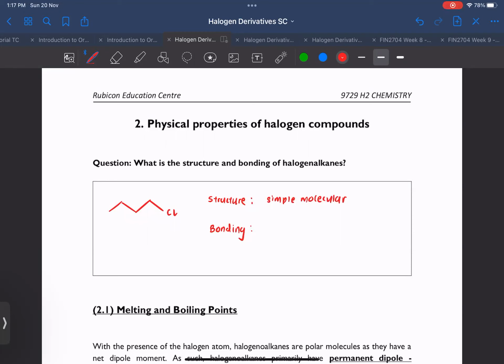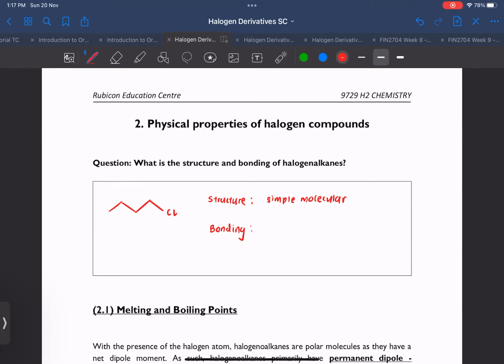How about bonding? Bonding is where it's a bit more tricky. So I need you guys to just take a guess. What are the intermolecular forces in this compound over here? Just make a guess. There may be more than one. PD and ID. Okay, good. There you mentioned multiple.